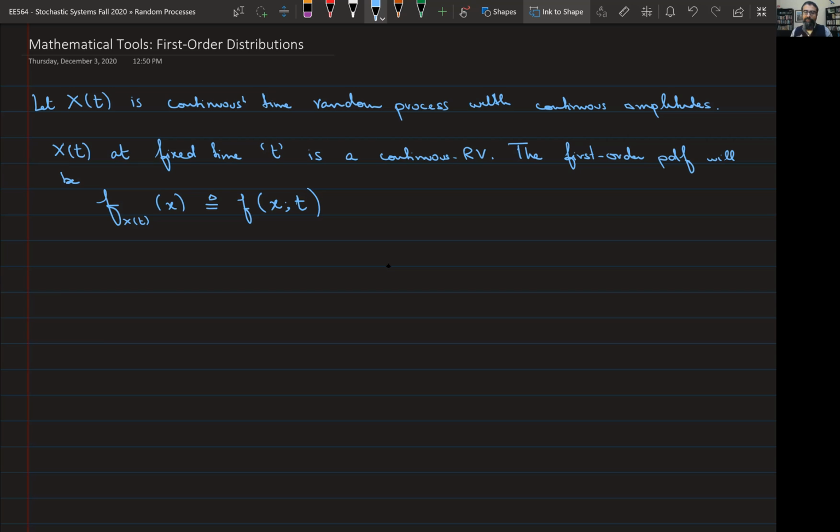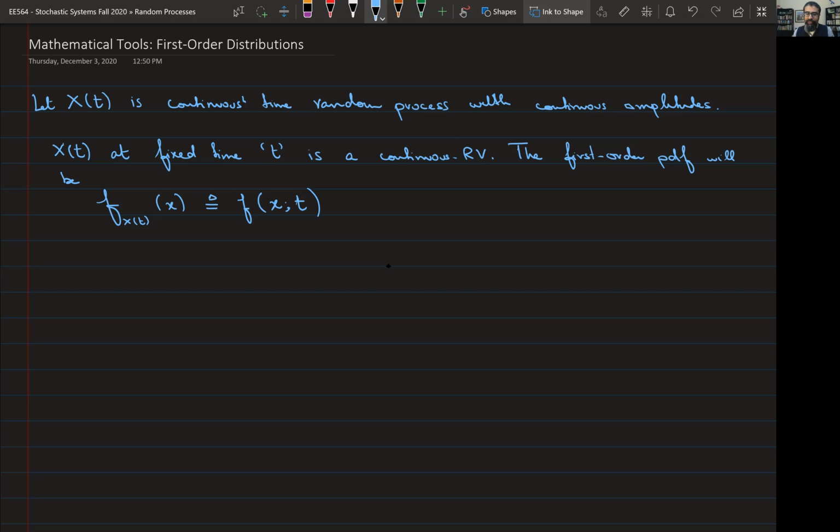If this had discrete amplitudes, what would I have had to use? I would have had to describe a first order PMF. Similarly, if this was a discrete time process with continuous amplitudes, I would still need a PDF, but I would accept that the time is going to be discrete, and so on and so forth.